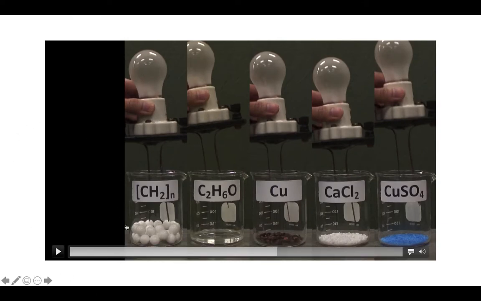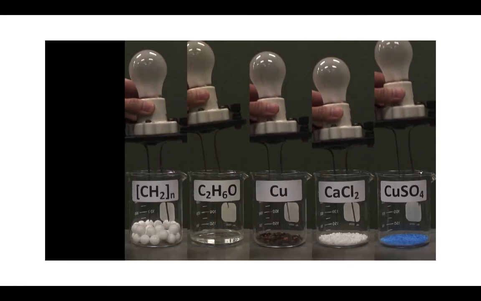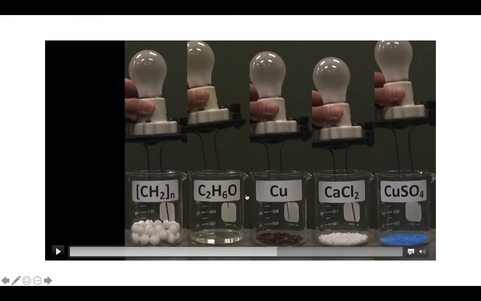Okay, so this time around on the far left we have a hydrocarbon here. Hydrocarbons are substances that are made only of hydrogen and carbon. Here we have ethanol, which is the alcohol present in most alcoholic drinks. Being made of carbon, hydrogen and oxygen, it is a covalent compound. Copper is a metal. Calcium chloride is an ionic solid here. And copper sulfate is also another ionic solid. So let's see how they get on.